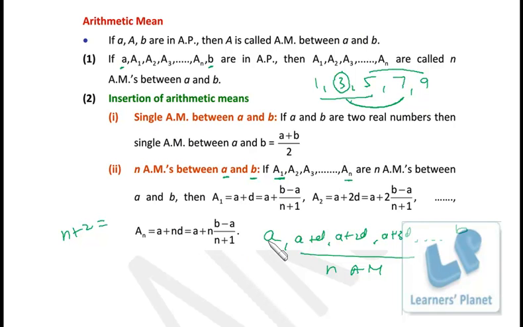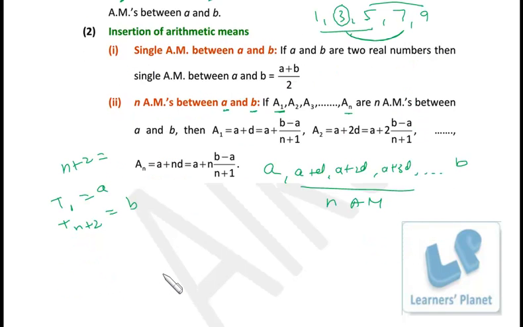So here the first term is A and the n plus 2th term will be B, right? Common difference is d. A plus d, A plus 2d, so the common difference is d, right? So each and every term you can now find out. Suppose T2, that is A plus d.